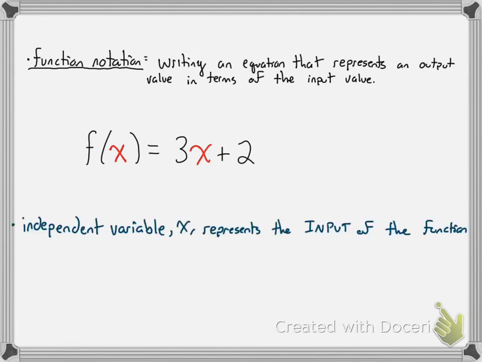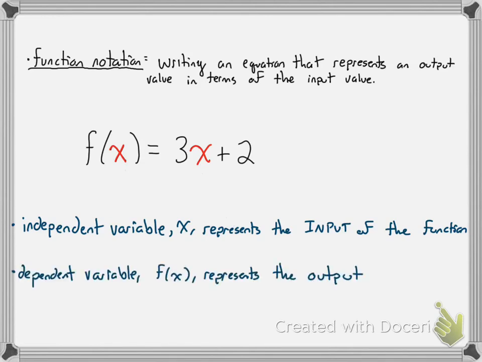An independent variable x will always represent the input of the function, while the dependent variable is going to be f of x, and that's going to represent the output. So as we move forward, you're going to see a lot of equations just written out in function notation. So just know that x represents your input, f of x is your output.